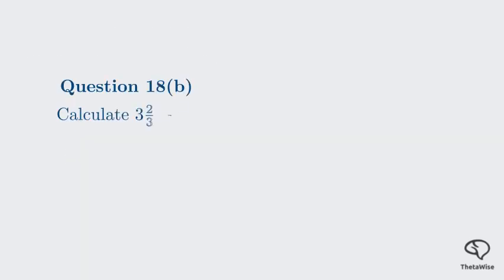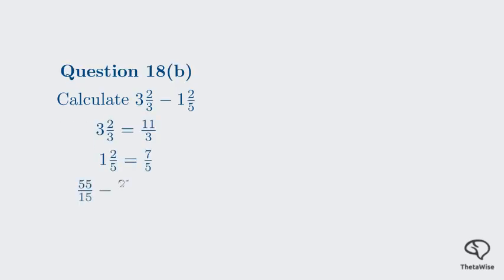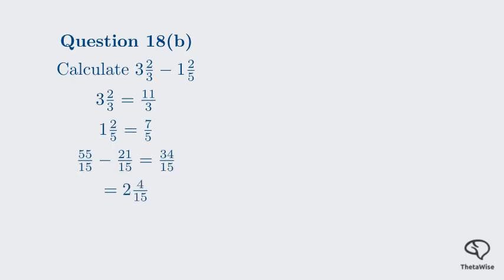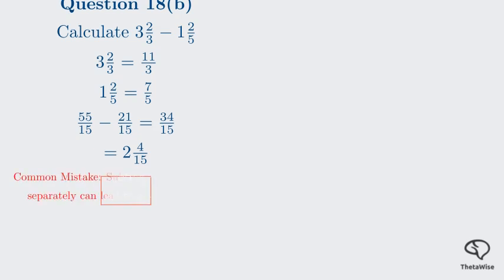In Part B, we need to subtract mixed numbers, 3 and 2/3 minus 1 and 2/5. Let's convert them to improper fractions first. Now find a common denominator, which is 15. The question asks for a mixed number in its simplest form. 15 goes into 34 twice with a remainder of 4. Subtracting the whole numbers and then subtracting the fractions separately can be risky if the second fraction is larger than the first. Converting to improper fractions first is the safest method.